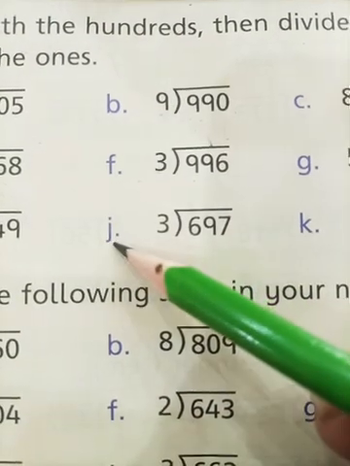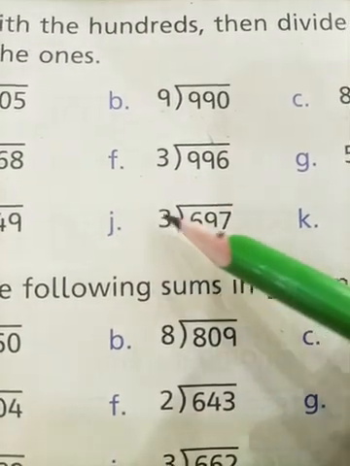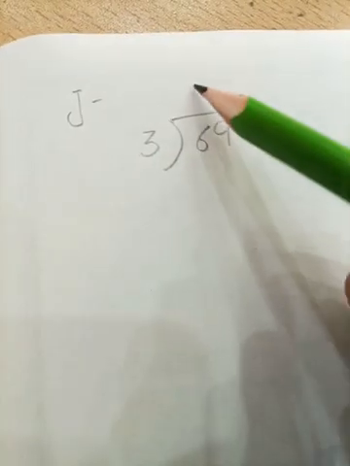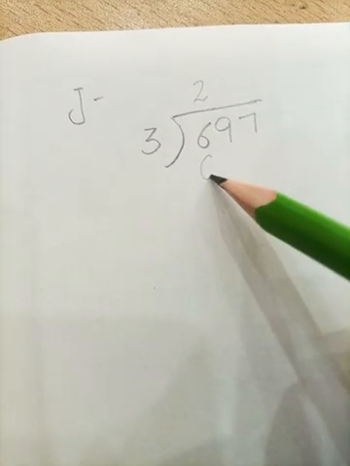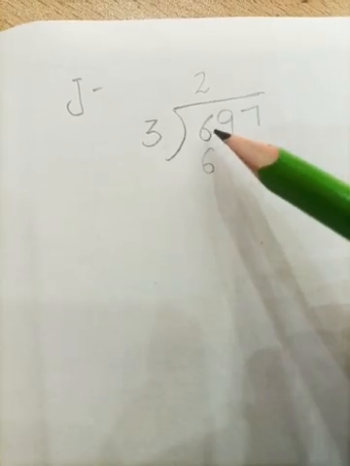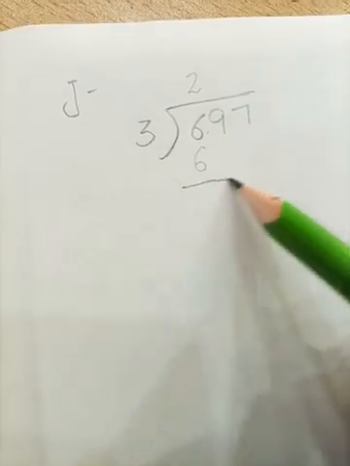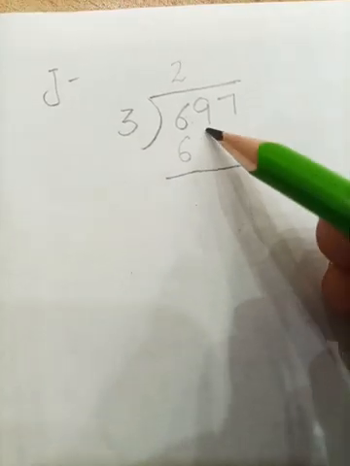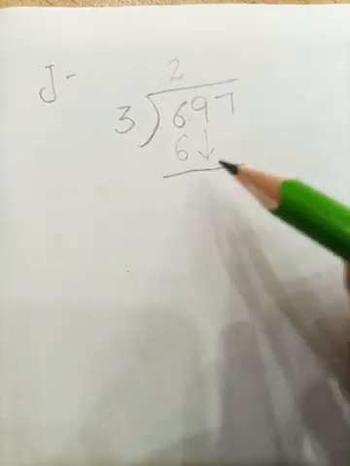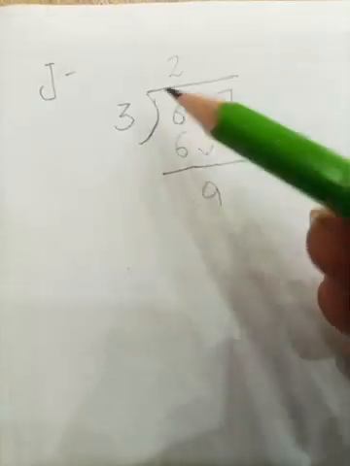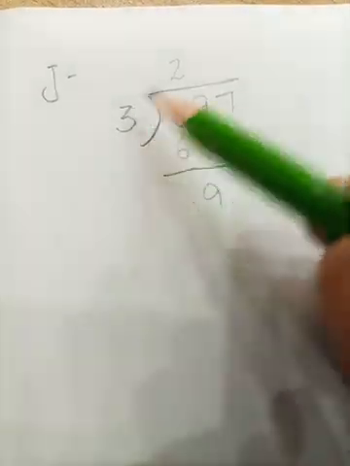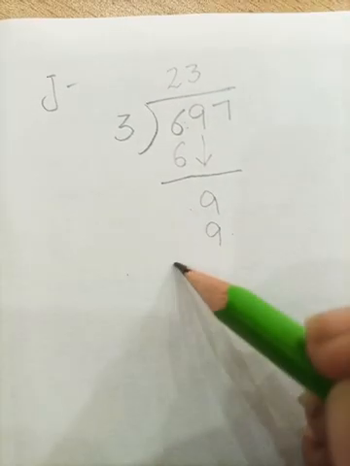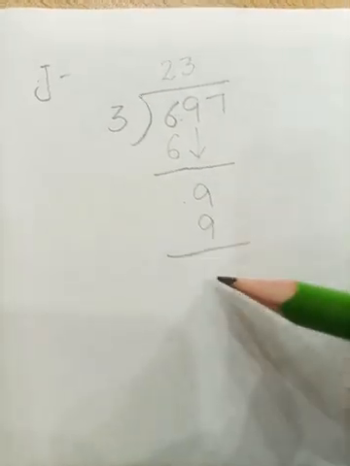So students, in part J, 697 is being divided by the number 3. Let's divide it. 3 2s are 6, as we are solving the hundreds first. So next step is subtraction. 6 minus 6 is 0. So we are taking our tens down here, that is the 9. Now read the table of 3 till the number 9. Yes, 3 3s are 9. In the next step, 9 minus 9 is 0.